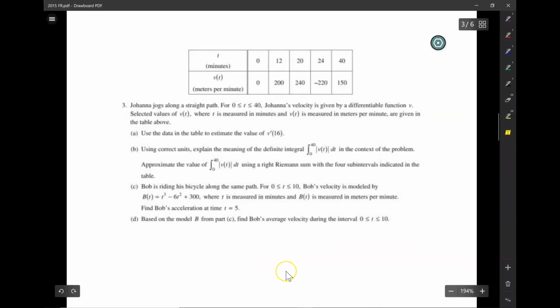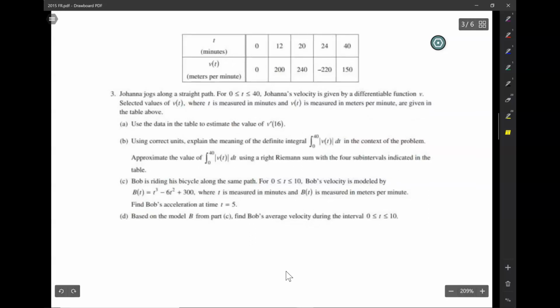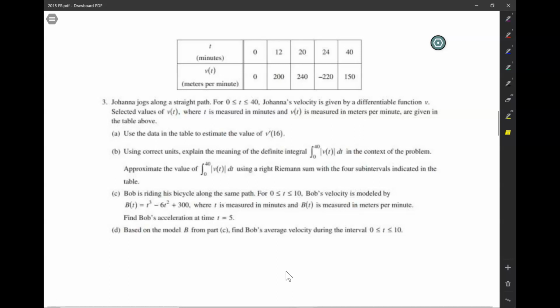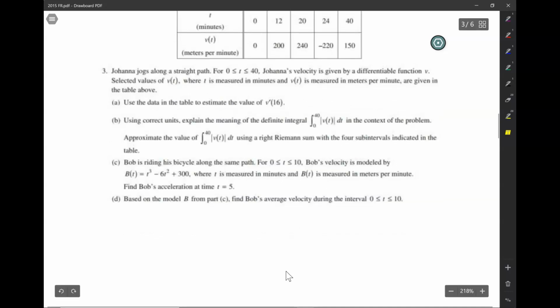All right, 2015, number 3. Johanna jogs along a straight path. For time t from 0 to 40, her velocity is given by the differentiable function v. Selected values are given in the table above. Use the data in the table to estimate the value of v prime of 16.